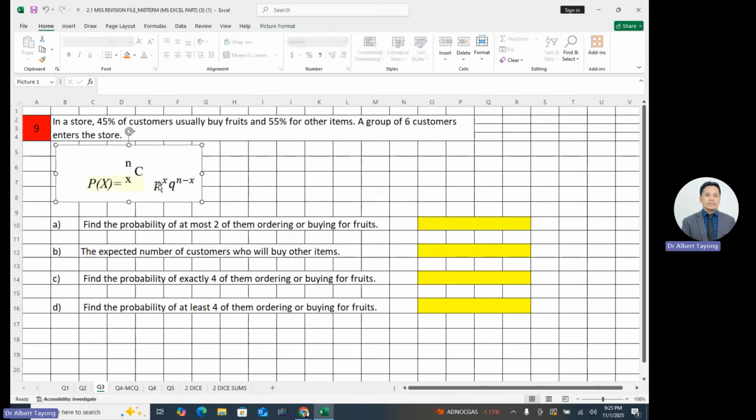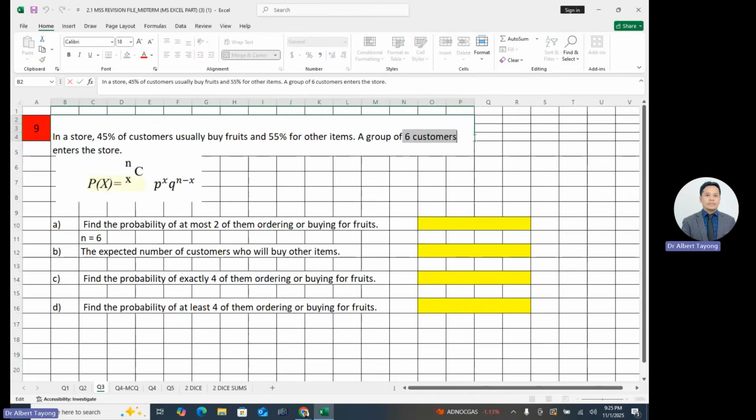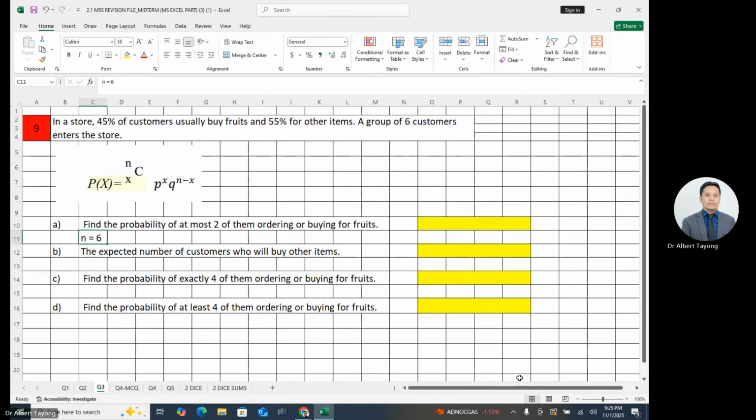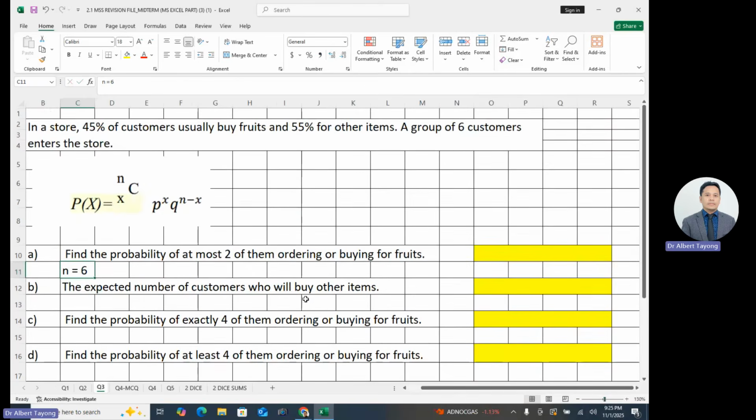Okay, so the P is the P of success and Q is the opposite, P of failure. So first is to find the N. N is the number of trials. So here we have 6. We're going to try this with 6 people, 6 customers. And let's go to the probability, P of success, that is P of buying fruits, which is 45%. This is the P of success.